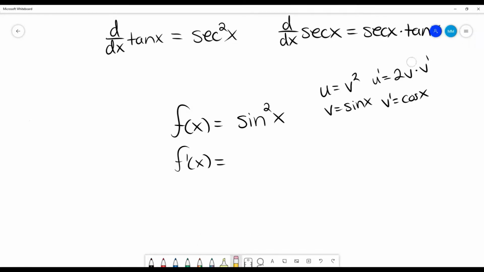So it's going to be 2 sine squared of x times cosine of x, right? Because this is from our power rule. No, this should not be squared still. It should just be sine of x. So 2 sine of x times cosine of x, because we took that power rule. We did 2 minus 1 for our power there. And then we multiplied by the derivative of our inside.